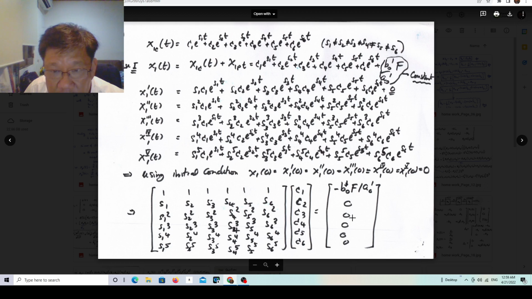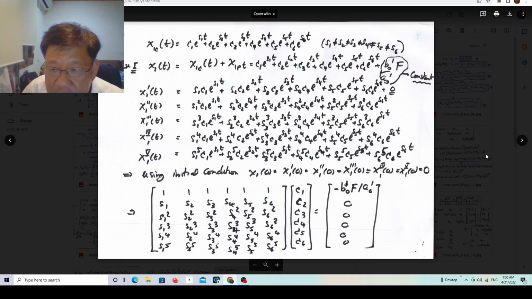But if this becomes non-zero, this initial condition, if it becomes non-zero, you can move this and put it in as the initial condition here, on the right hand side.